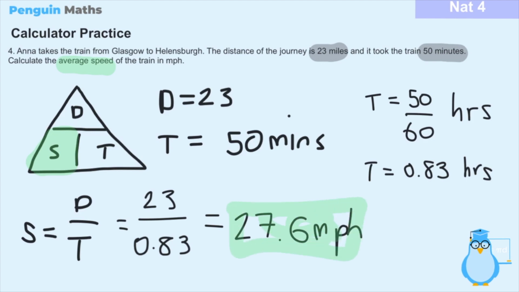So again, with speed, distance, time problems, first of all we want to figure out what we want to calculate. So the speed, we draw the triangle and then we can get the equation from the triangle. So we see D sits on top of T, so that means we have the distance divided by the time, and then we consider our units. So we want miles, which was fine, we had 23 miles, but then we had hours for the time, so we had to convert 50 minutes into hours, and then we got our final answer of 27.6 miles per hour.